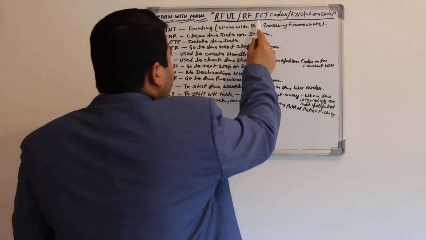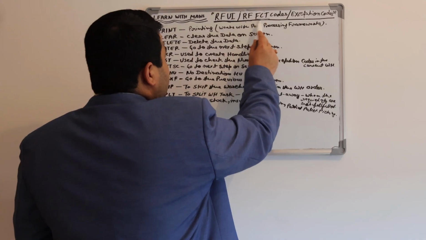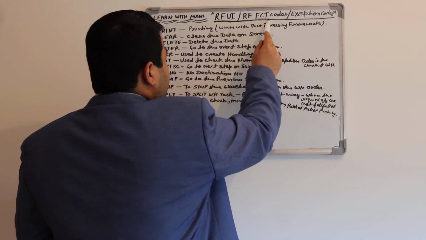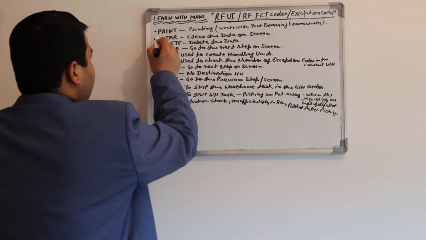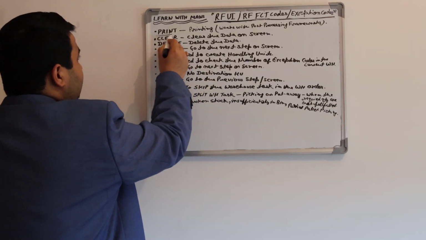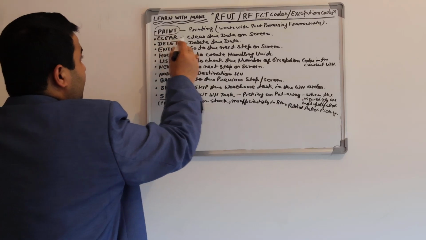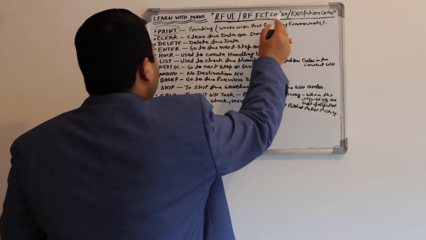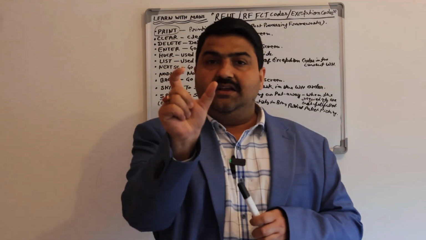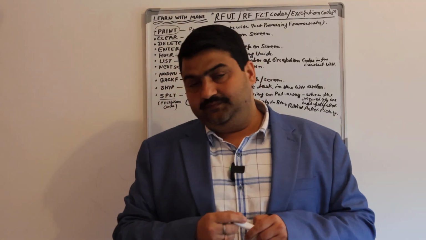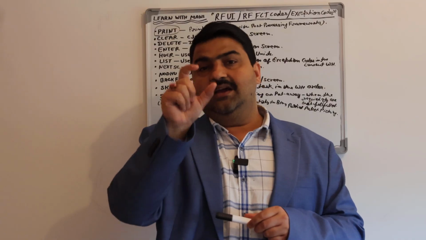RFUI FCT, functional technical codes, exception codes. We have the first FCT code. These are the FCT codes, the functional technical codes. PRINT, simple. PRINT, this is the keyword. This is the FCT code.